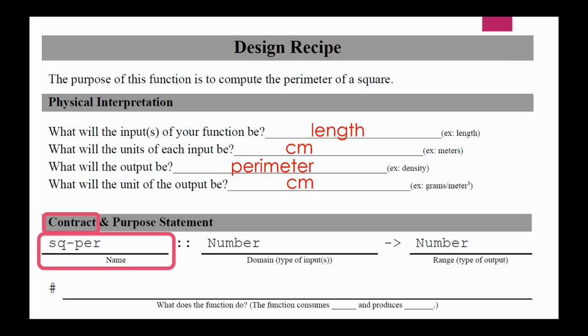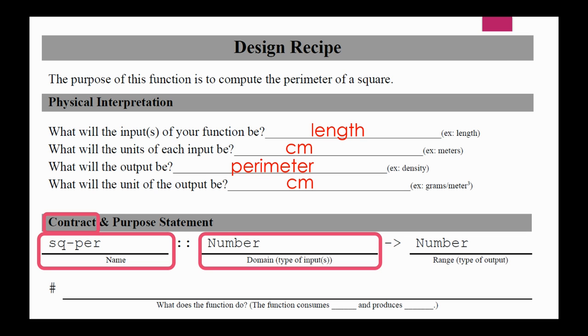Now notice that there is a space followed by 2 colons and another space. Remember, spaces are important here. The domain is a fancy math term, and it is going to be defined as the input. And it's going to be defined as a type of data. Now we've talked about 3 different types of data. We've talked about numbers and strings and images.